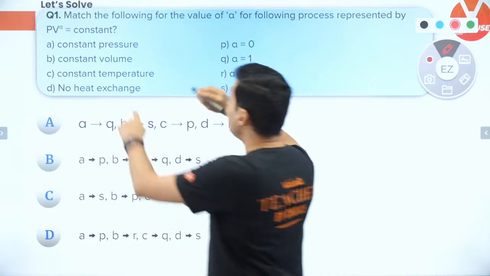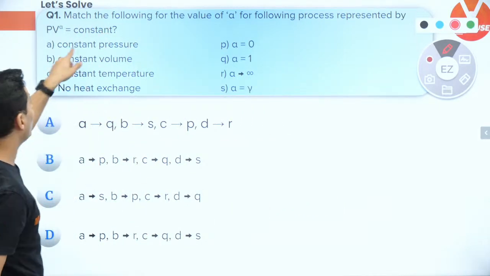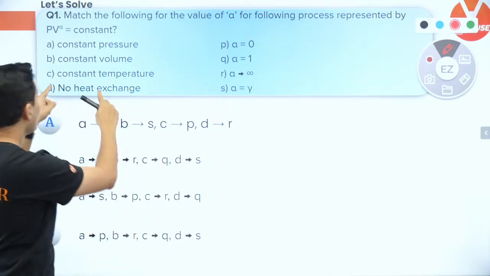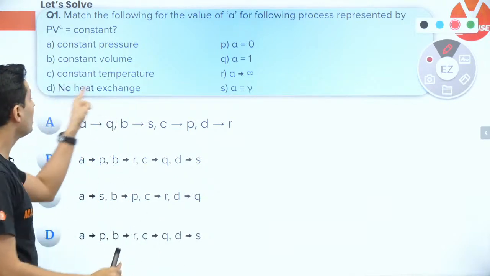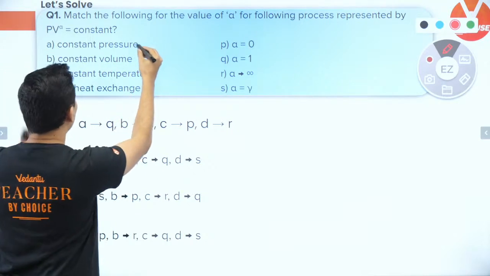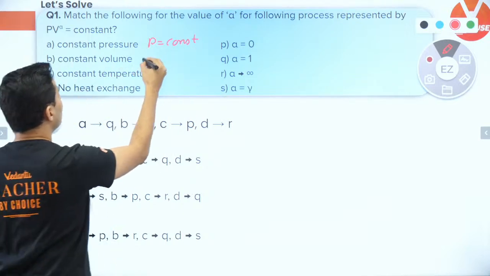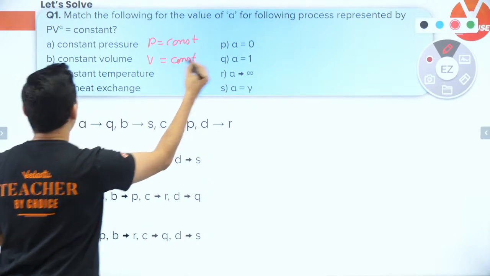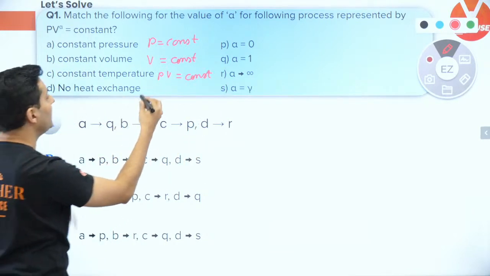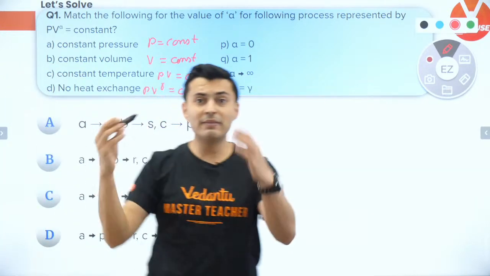See guys, PV raised to alpha is constant. It's given in the question, and constant pressure as in isobaric process, constant volume as in isochoric process, constant temperature as in isothermal process, no heat exchange as in adiabatic process. Now, for constant pressure, what will be constant? P will be constant, correct? For constant volume, V will be constant. And for constant temperature, pressure into volume will be constant, correct guys? And for no heat exchange, PV raised to gamma will be constant. Is that clear? So PV raised to gamma will be constant.